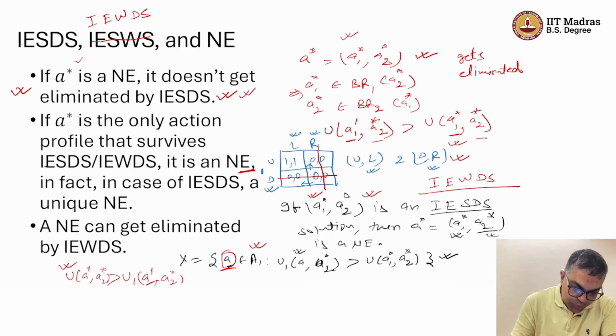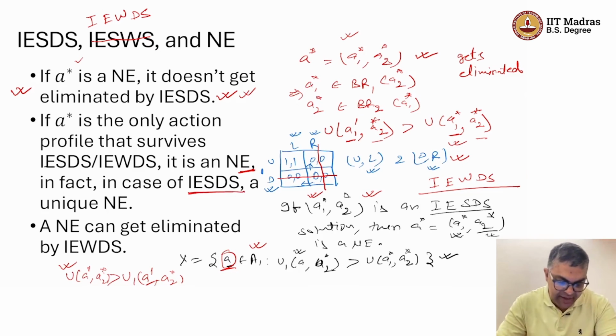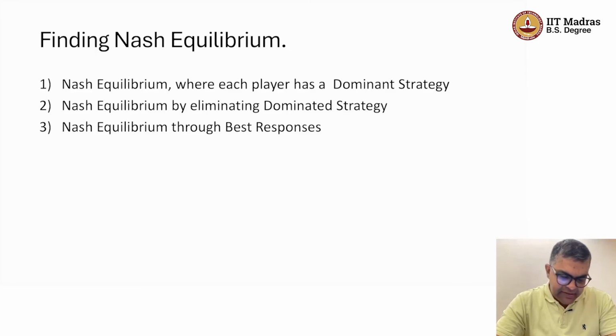And in fact, without proving, I can say here that if we have just one that survives and we are eliminating only strictly dominated strategy, then it has to be the unique Nash equilibrium. So what are different ways to find a Nash equilibrium? We can simply find a strictly dominant strategy equilibrium, and if it is a strictly dominant strategy equilibrium, then we get the unique Nash equilibrium, or we get the weakly dominant strategy equilibrium, and that would definitely be a Nash equilibrium, not necessarily unique, but definitely a Nash equilibrium.